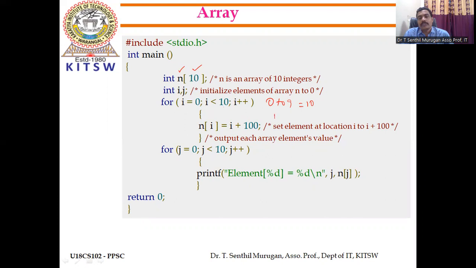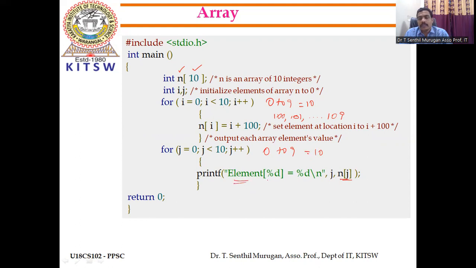So what are the values of this array? 100, 101, up to 109. So 10 values are there in the for loop. You are assigning the values for the array using this statement. If you want to print what values are there in the array, you can print n of 0, n of 1, n of 2, n of 3 up to 9. So here also the same condition, 0 to 9 you have to print. Okay. So a total of 10 values you are going to print.